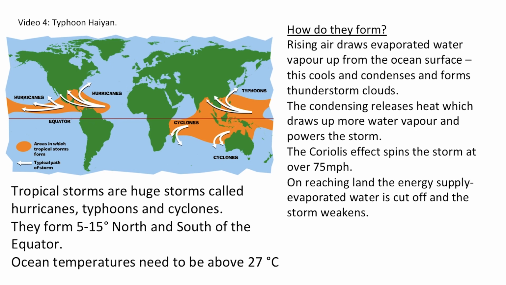In order to do that, take a look at this information. Rising air draws evaporated water vapour up from the ocean surface. This cools and condenses and forms thunderstorm clouds. The condensing releases heat, which draws up more water vapour and powers the storm. The Coriolis effect spins the storm at over 75 miles per hour. On reaching land, the energy supply, the evaporated water, is cut off and the storm weakens.